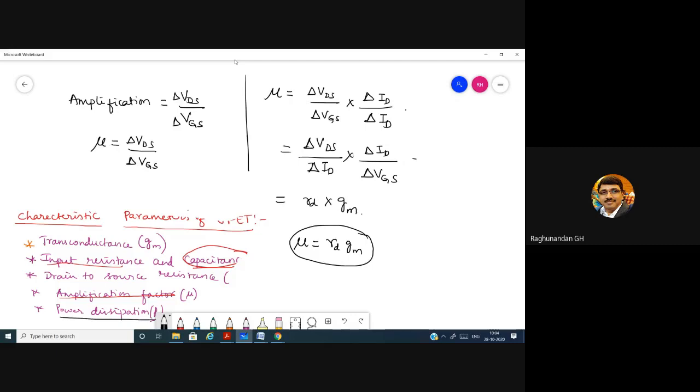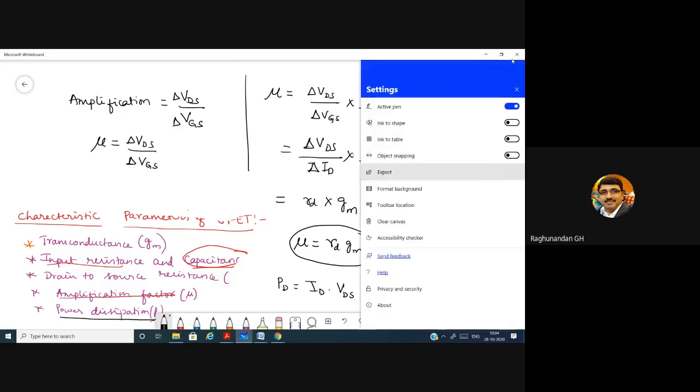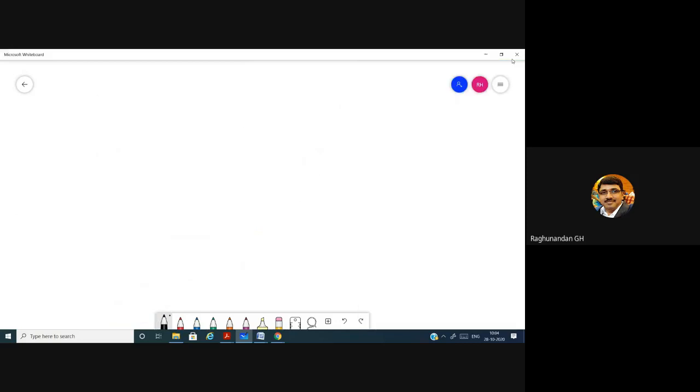Power dissipation is given as the product of the drain current and the drain to source voltage. Power means V into I. So it is the product of drain current and drain to source voltage, and it is given by ID into VDS. So this is about the JFET construction, working and its characteristics.